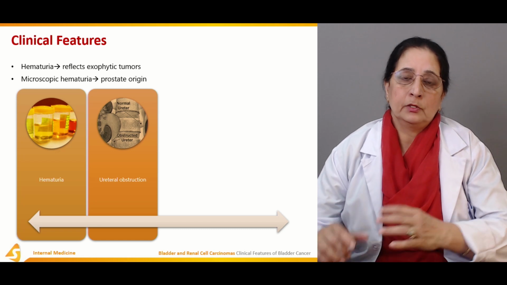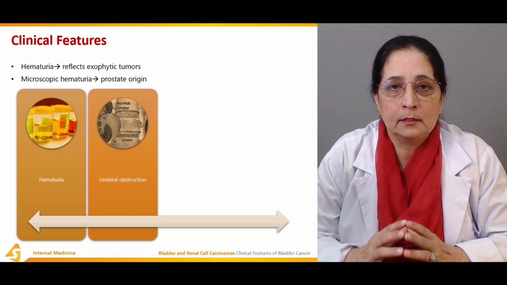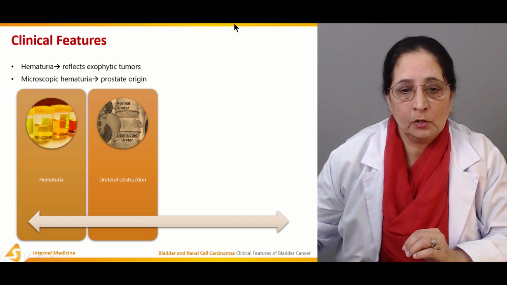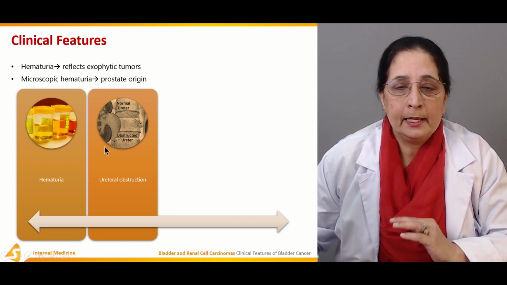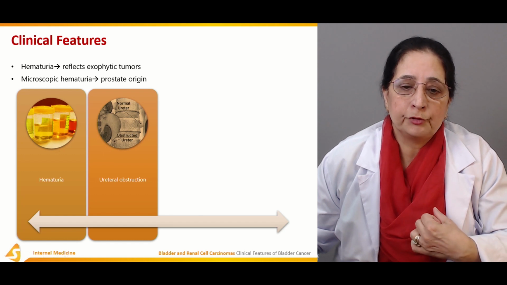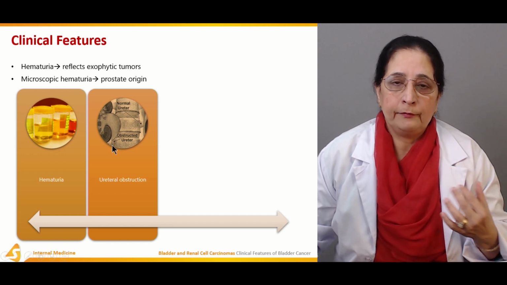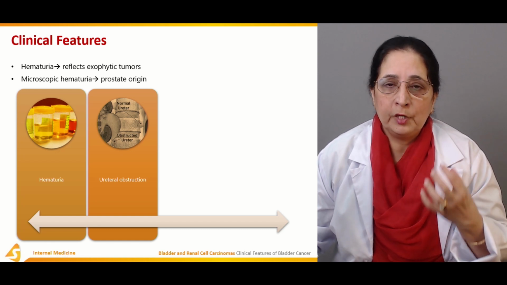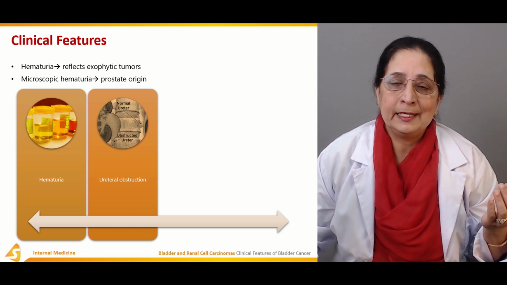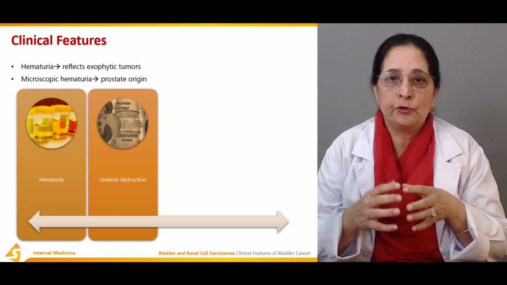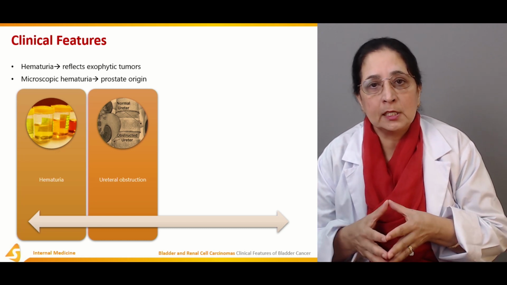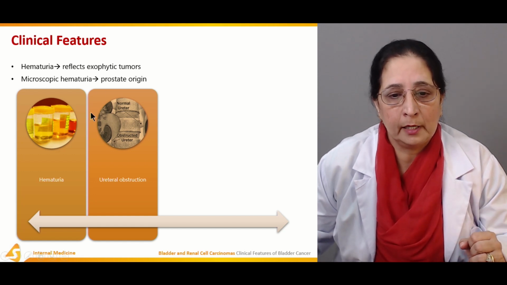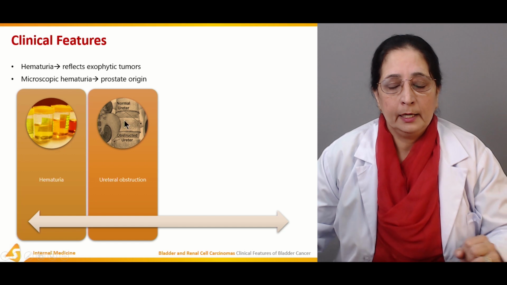Ureteral obstruction. Whenever there is carcinoma of the bladder, it can cause obstruction of the ureter, and when the ureter is obstructed, there is backflow of urine in the ureter, and it flows back to the kidney. So there is hydronephrosis and hydroureter. The ureters are enlarged on examination.